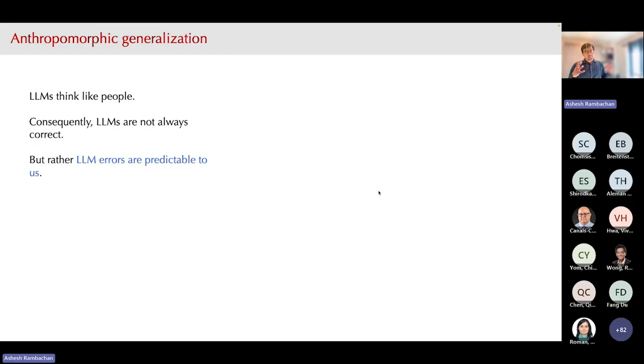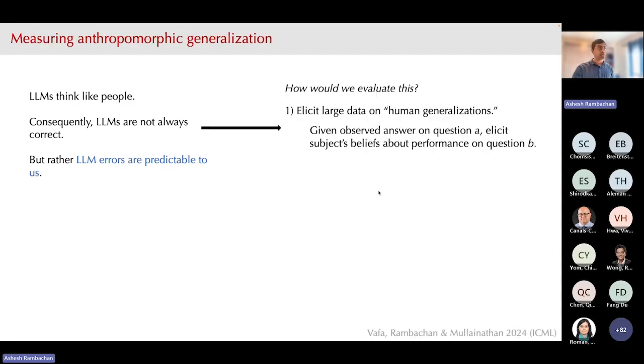So first, let's think carefully about this claim that large language models think like people. In this view, if large language models are like people, they may not always be correct. Large language models hallucinate facts. People often misremember facts. But if large language models think like people, then perhaps large language model errors should be predictable to us. In this view, you might say that we have the ability to generalize about large language models using this view of anthropomorphic bias, or what we call anthropomorphic generalization.